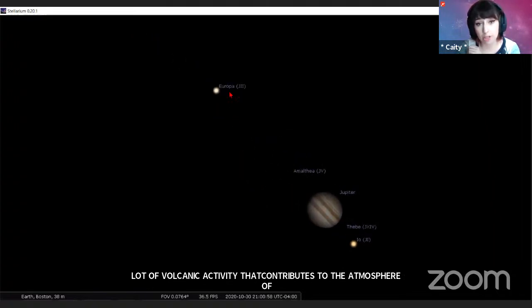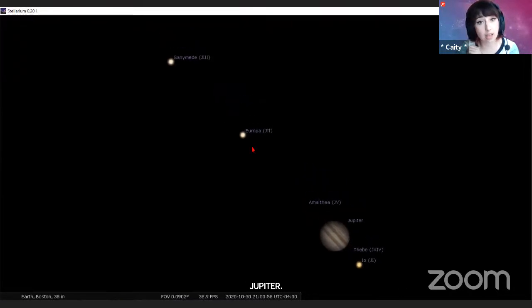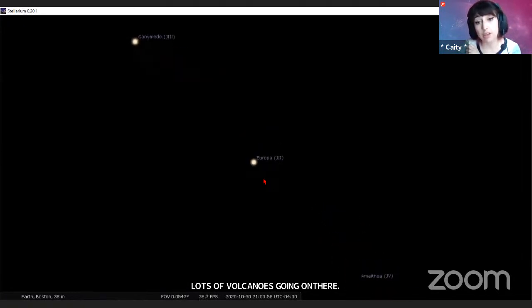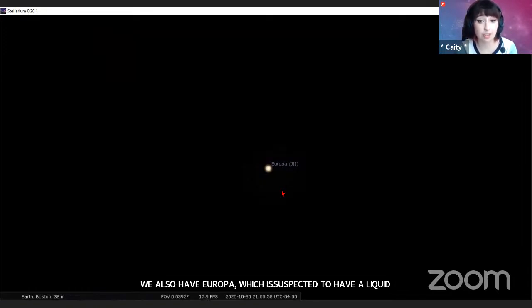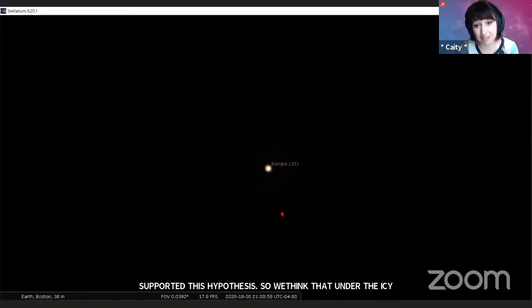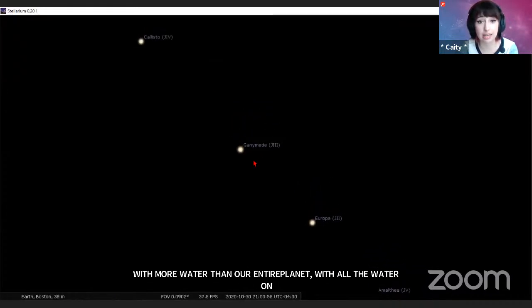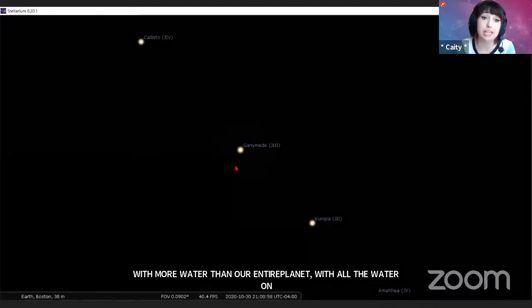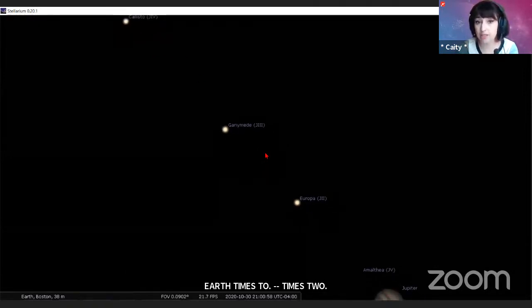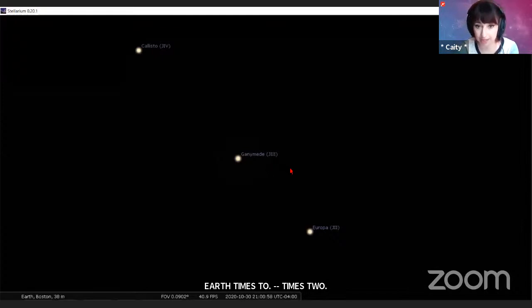We also have Europa, which was suspected to have a liquid subsurface ocean. And observations from the spacecraft Galileo confirmed and supported this hypothesis. So we think that under the icy surface of this moon, there are oceans of liquid water with more water than our entire planet, than all the water on Earth times two. So that was a really exciting discovery. And observations from the Galileo spacecraft also suggested that maybe that would be the case for Ganymede and Callisto, and that they might also have subsurface saltwater oceans.